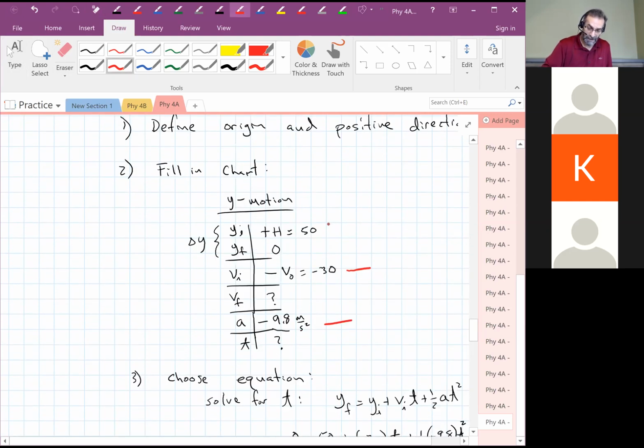Negative, negative. The delta y is final minus initial, right? Negative. Everything was negative. Is that a problem? Not really. We know how to add and subtract, multiply negative numbers. It's not a big deal.